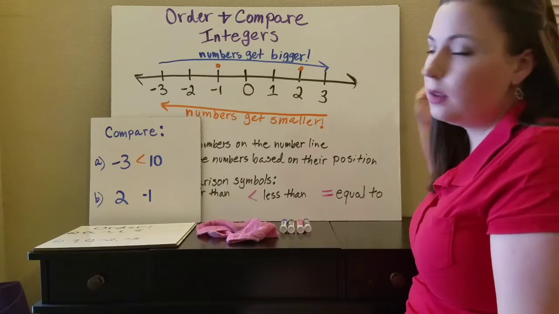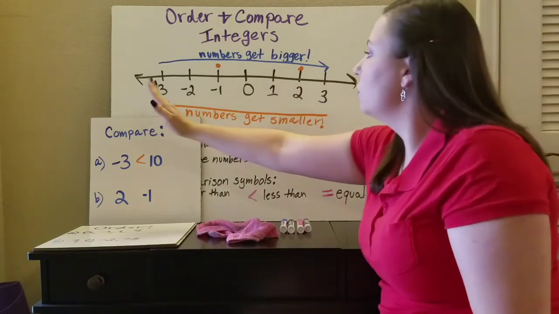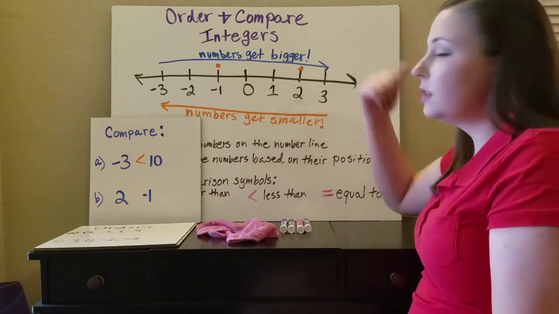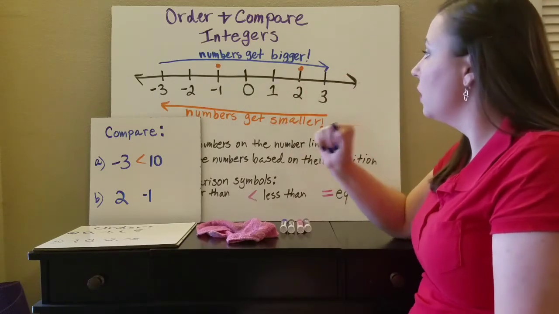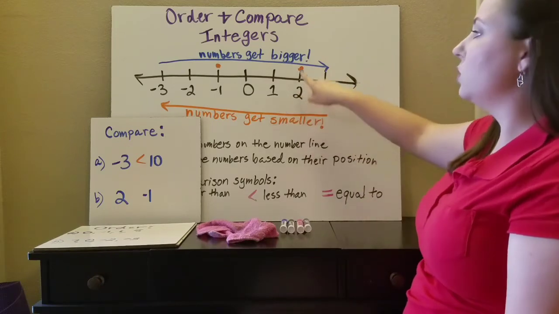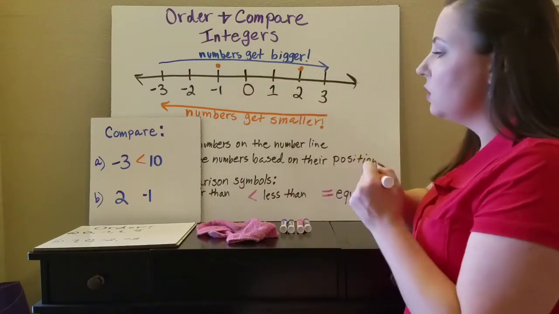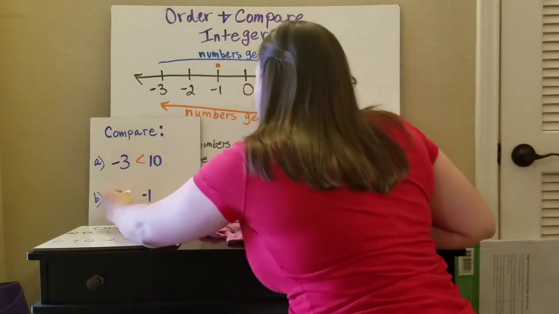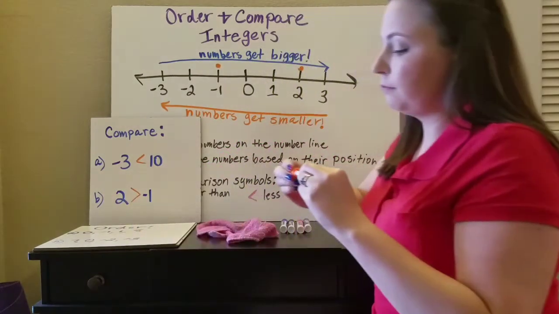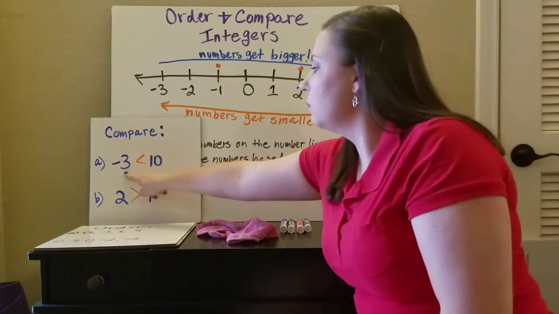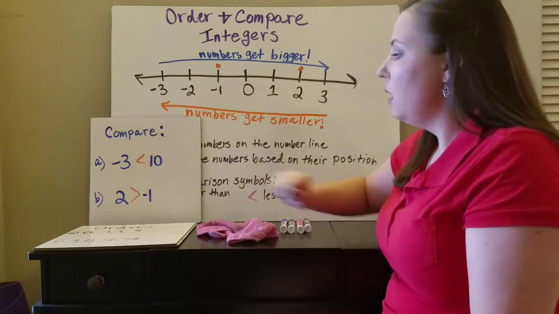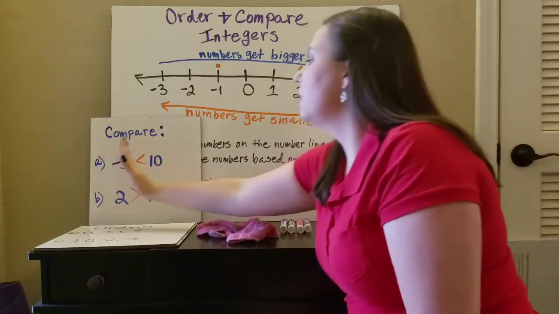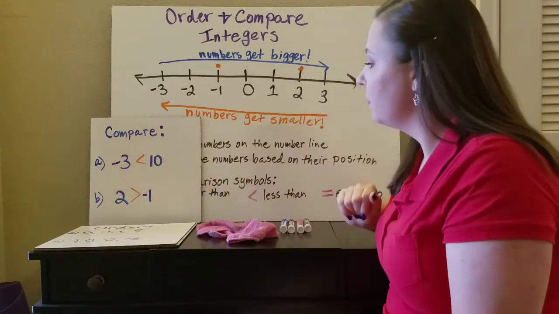Now again, we have to decide. Whoever's further to the right is the bigger number. So you go through, okay, there's the -1, oh, 2 is further to the right. So I know obviously that 2 is going to be the bigger number. So we can say 2 is greater than -1. So the alligator's going to want to open to the 2 because it's greater than. Okay, so we've got -3 is less than 10 and 2 is greater than -1. Notice how I'm reading them going from left to right. That's how you read these.